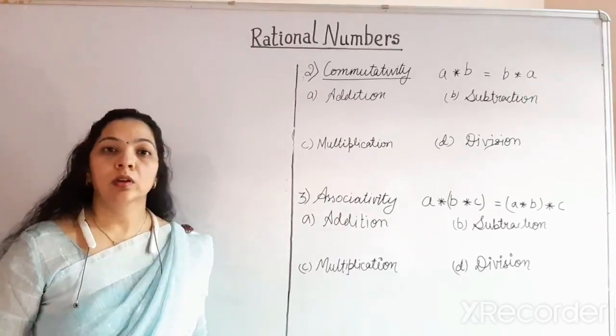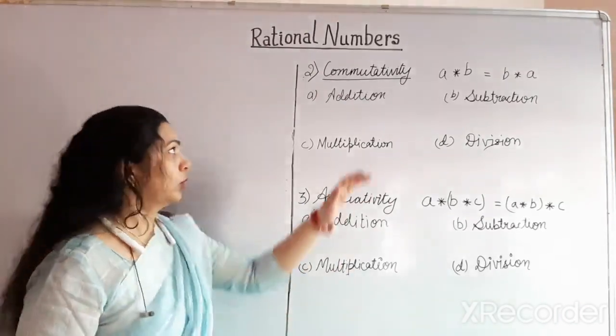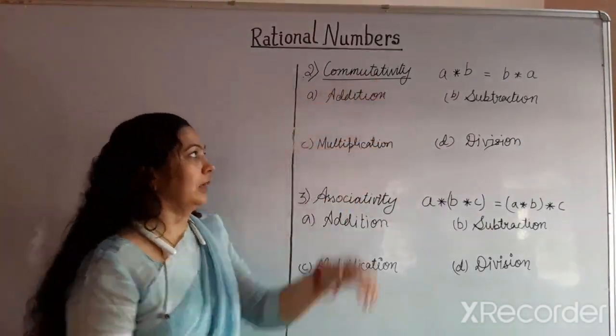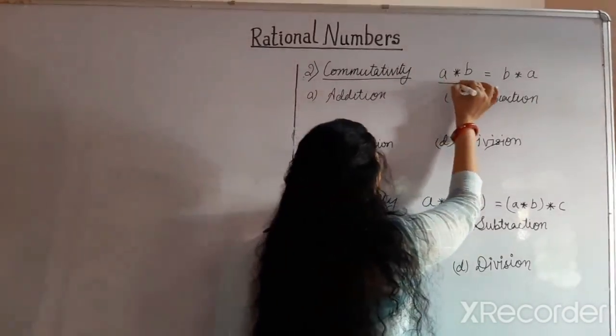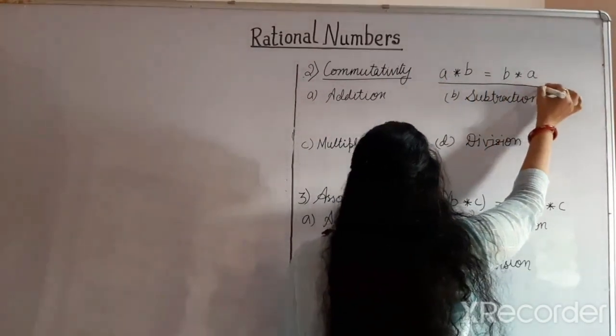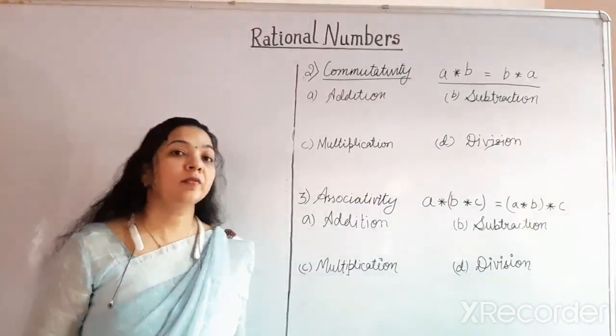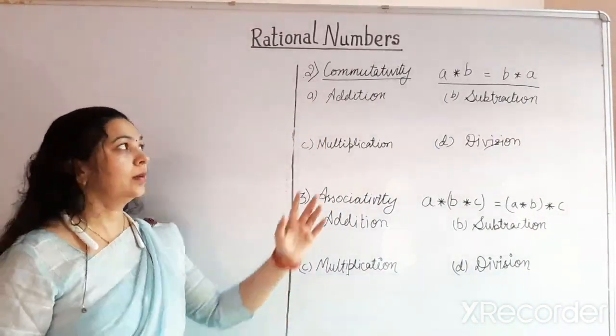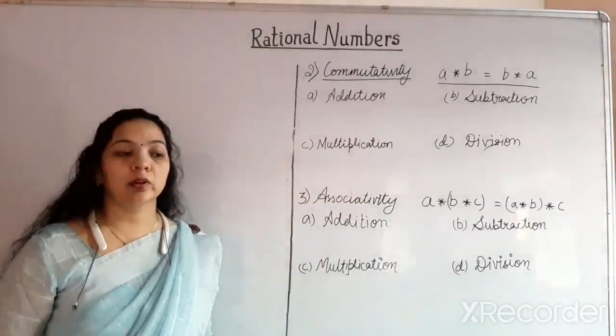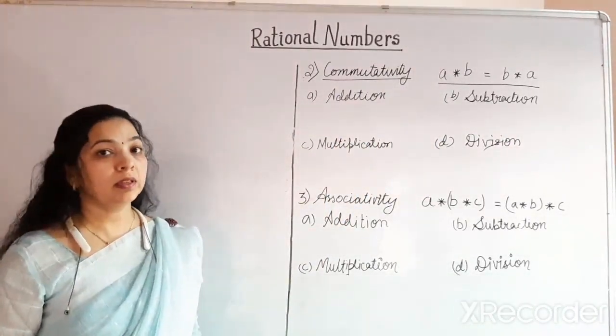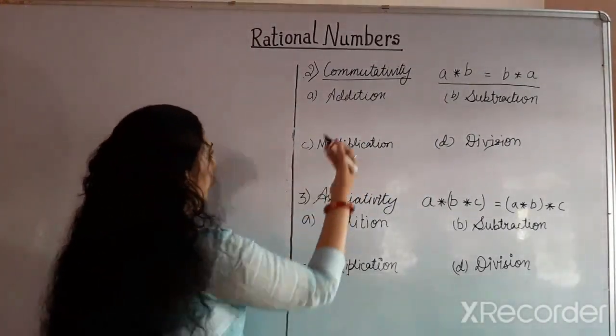So let's talk about the second property, commutativity. What is commutativity? It means A when operated with B results in B operated with A. If we operate any two numbers and change their sequence, the result will remain the same. Both the results will remain the same. Now let's talk about addition.